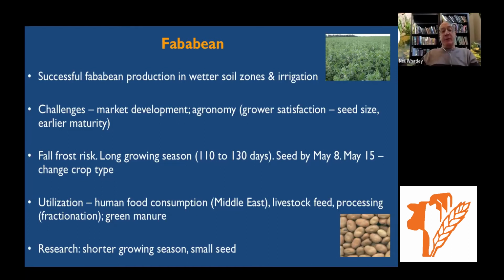And of course, we're working on earlier maturity. There's a fall frost risk. It's a long growing season, 110 to 130 days. So if you seed, you should seed by May 8th if you can. Like I was saying before, it can handle some spring frosts. They say if it's May 15th or later, you may want to change crops because you're going to get nipped with frost in the fall by seeding that late. Its use is for human food consumption in the Middle East, livestock feed, processing, fractionation, and it's a really good green manure crop. A lot of organic growers grow faba bean as a green manure. Research is going for a shorter growing season and a smaller seed.